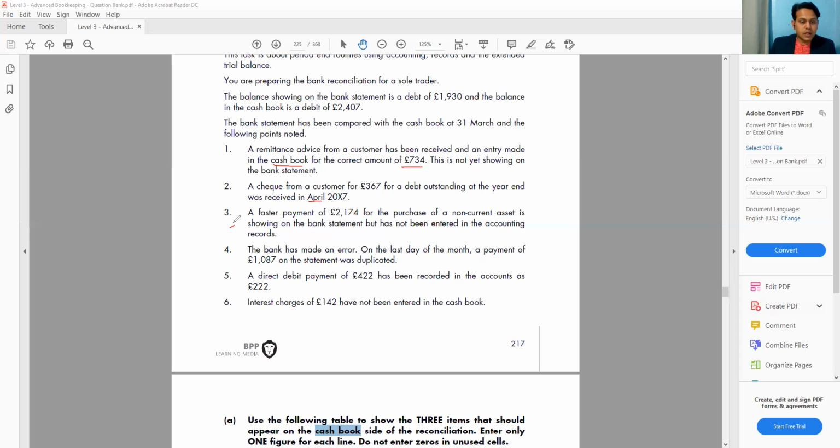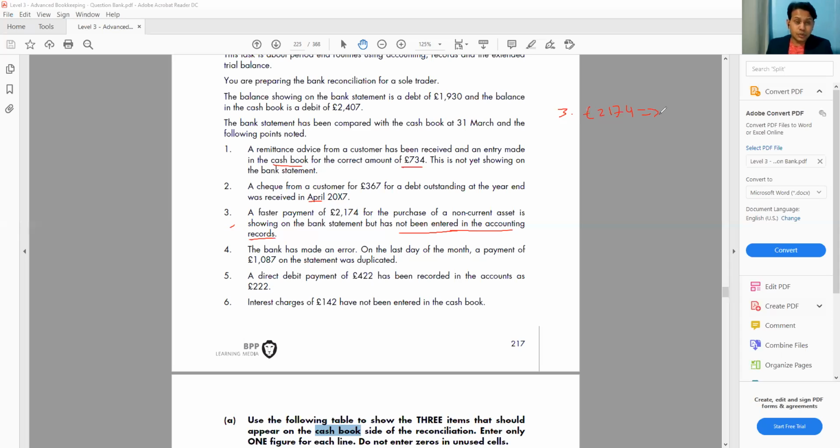Then we have number three. A faster payment of 2174 for the purchase of a non-current asset is showing on the bank statement but has not been entered in the accounting records. So I made a payment from the bank, the money is gone, 2174, but I didn't record it in our accounting records. Accounting records means the cash book. So this one is absolutely relevant. If the money has gone from the bank, I have to record it in my book.